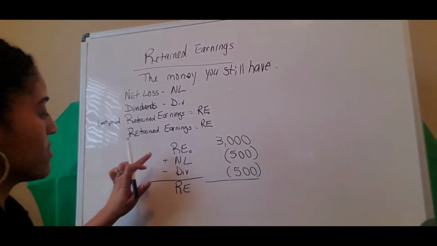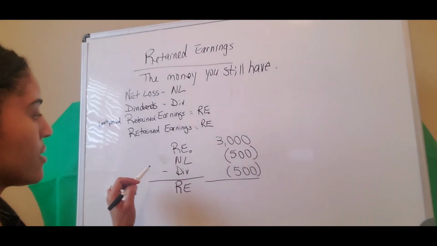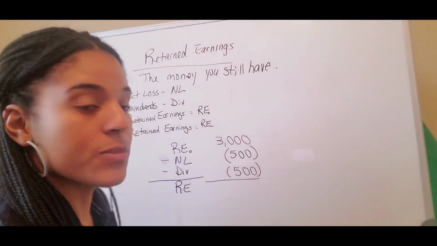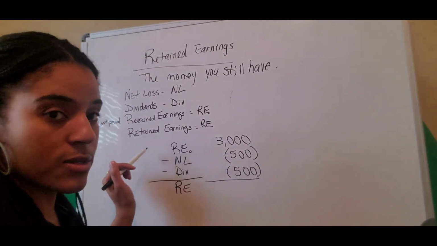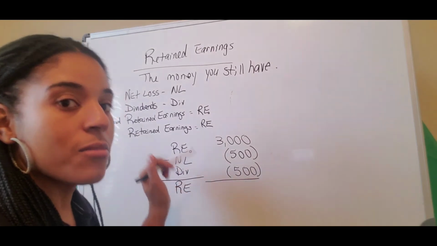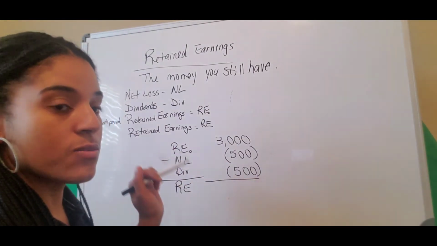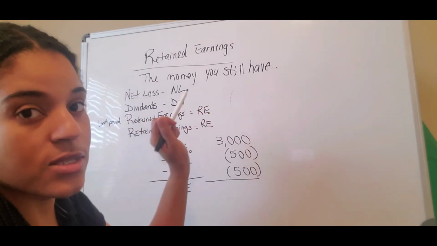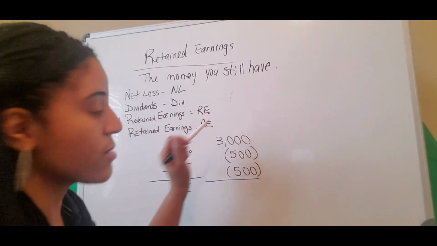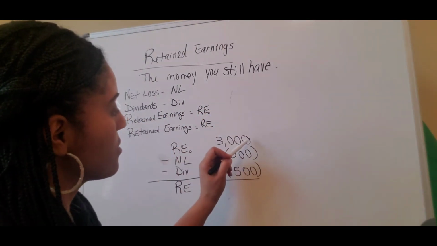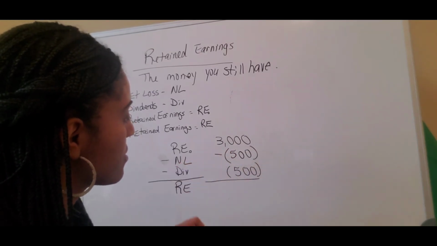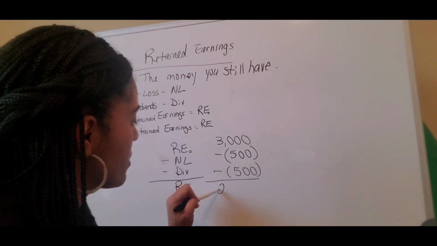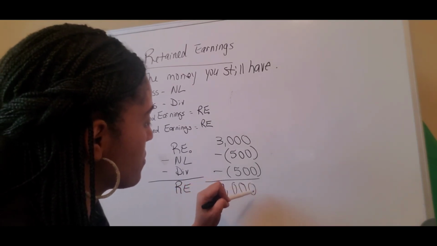Okay, so now we're not adding a net loss. Theoretically we are, but we're going to take that out. So retained earnings from last period minus the loss minus what we paid in dividends will equal our retained earnings. Again, this is the net loss scenario. 3,000 minus 500 minus another 500. Retained earnings is $2,000.